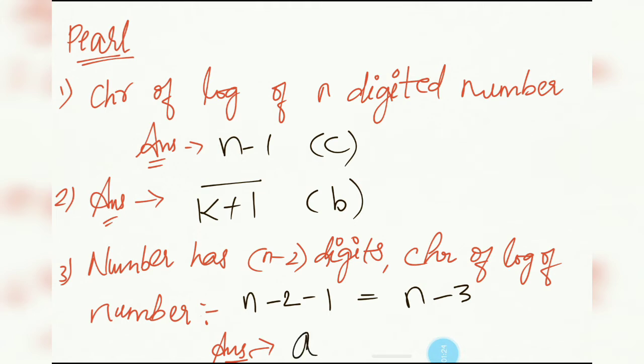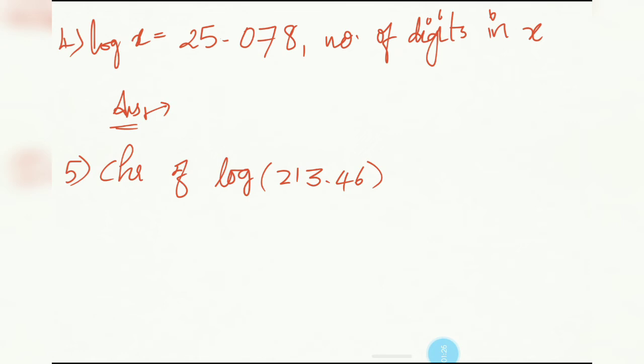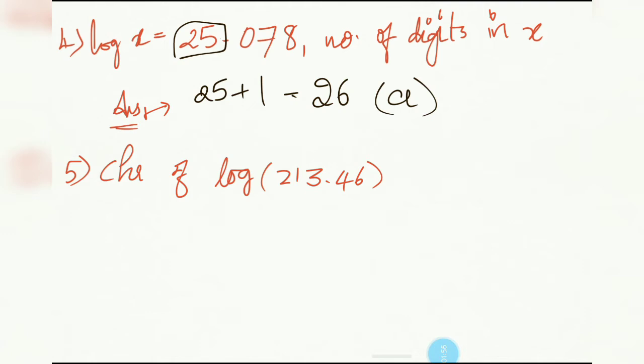Let's move on to the fourth question. If log x is equal to 25.078, then the number of digits in x is. So simply you're just going to add 1 to the characteristic, I mean the integral part, the number part, you are just going to add 1. So 25 plus 1, which is nothing but 26. So the option is option A. 26 digits will be there. So for this, just add 1. That is going to be the number of digits.